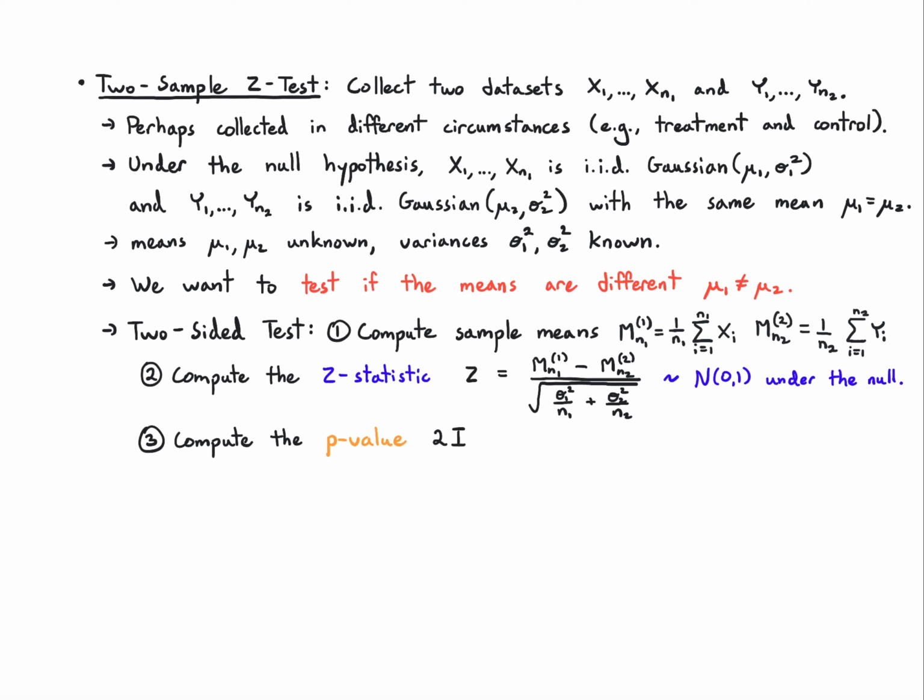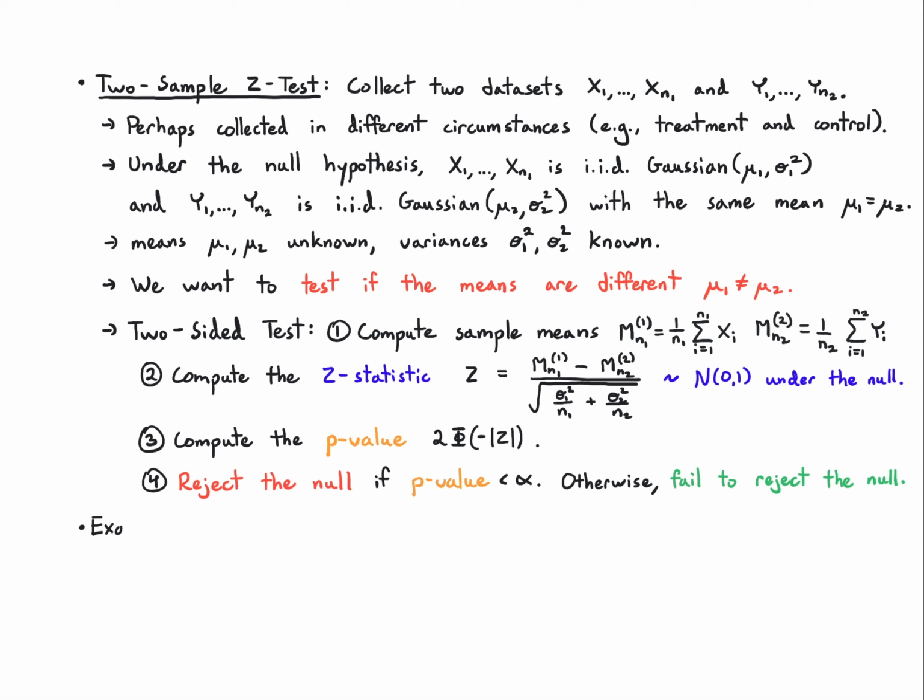It's just 2 times phi of minus the absolute value of the z statistic, and I'll reject the null if the p-value is less than alpha, just like usual, and I will fail to reject the null otherwise. Okay, and so I'm going to just use this in an example. In my example, I've collected 2 data sets, and I'm going to use the 2-sample z-test to determine whether I think the means are different. So if the means are different, I'm going to reject the null.